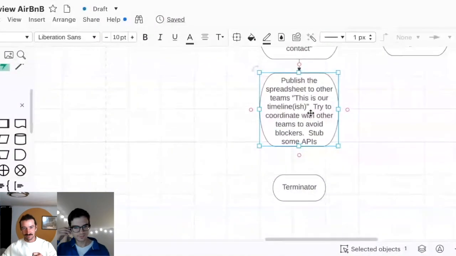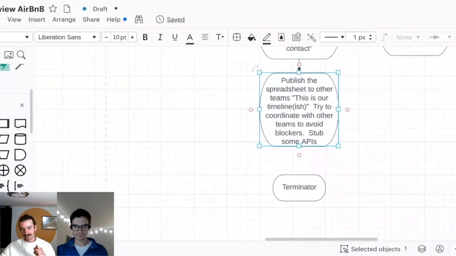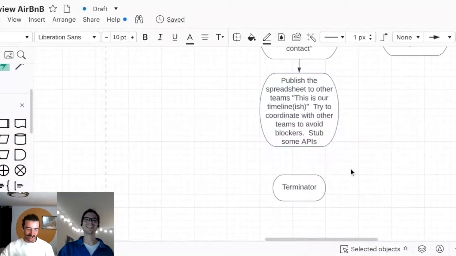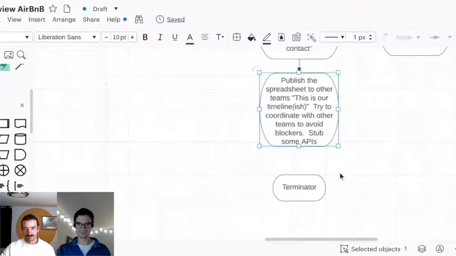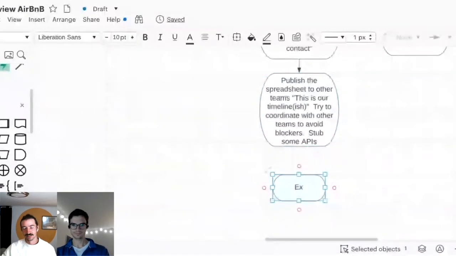So once we have the spreadsheet, I think we're really close. I will say that once you have the spreadsheet, then you talk to other teams and try to coordinate. And then honestly, you're kind of in execution mode. So for some projects, that might mean write code.